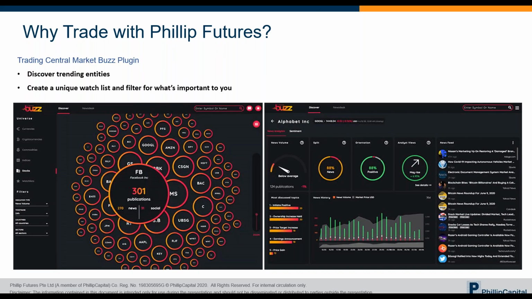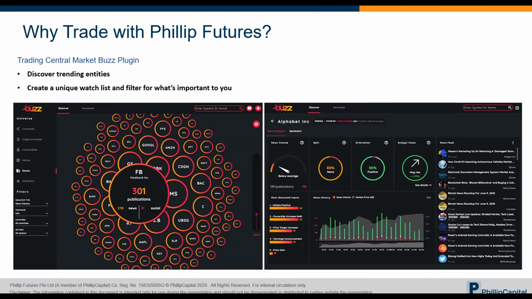So on top of Trading Central analyst views, we also have this Market Buzz. This is actually a new plugin that we launched recently as well. With this plugin, you're able to discover what's trending in the market based on publications or social media news. Of course, the bigger the bubble, the more online chatter there is. So this allows you to stay in touch with what's hot in the market and not miss out on any trading opportunity.